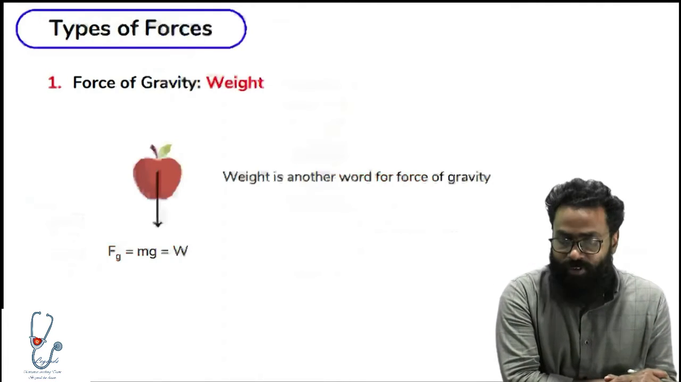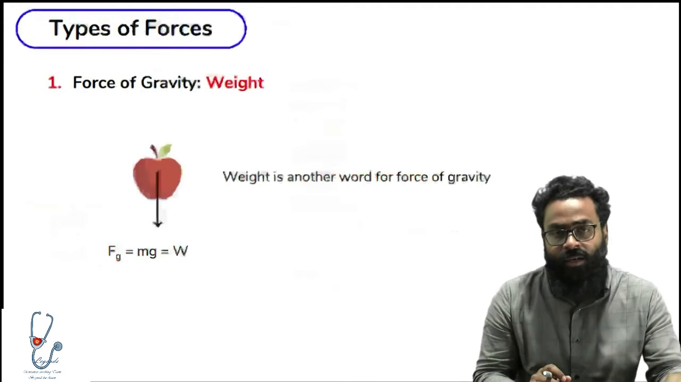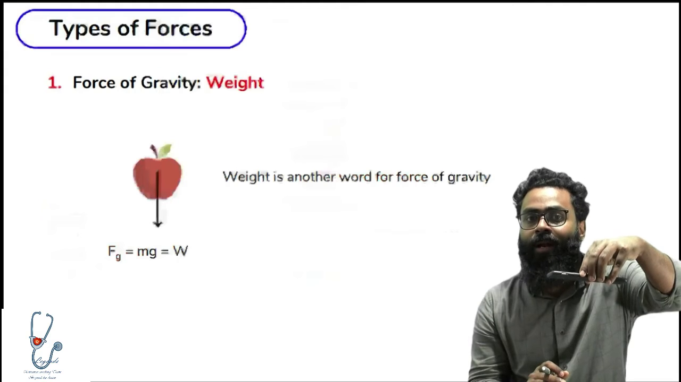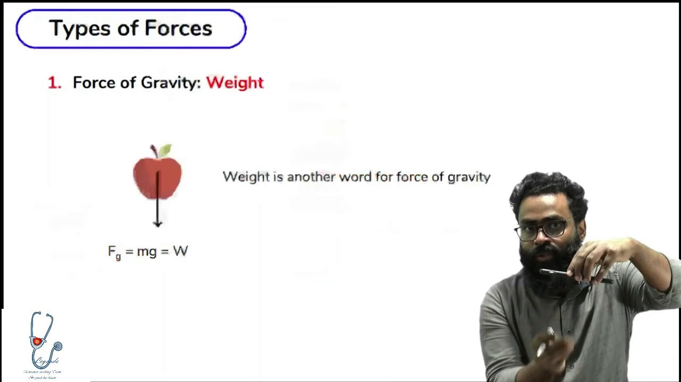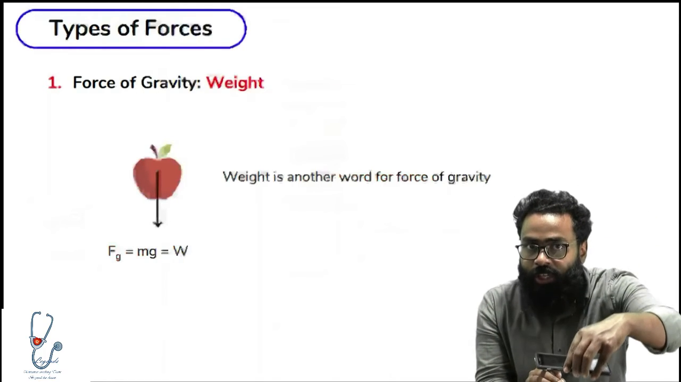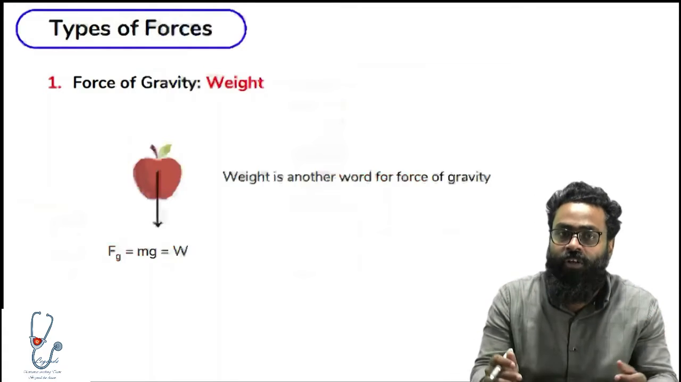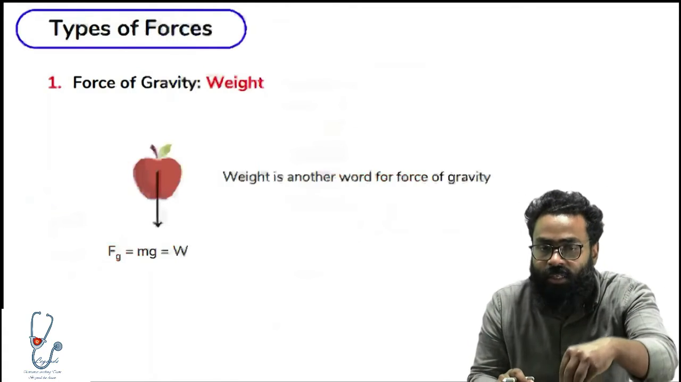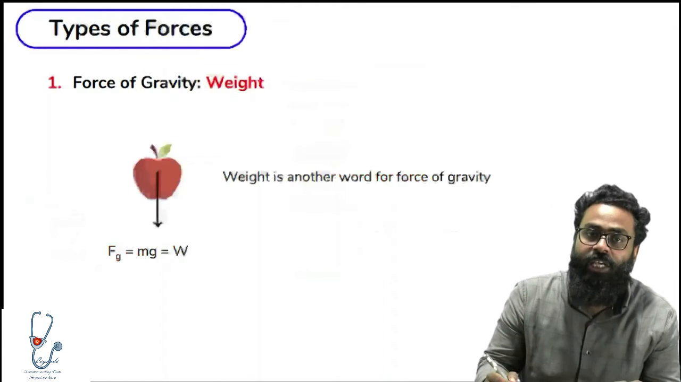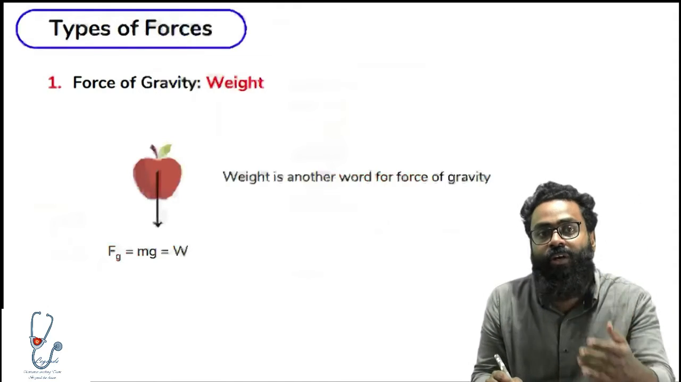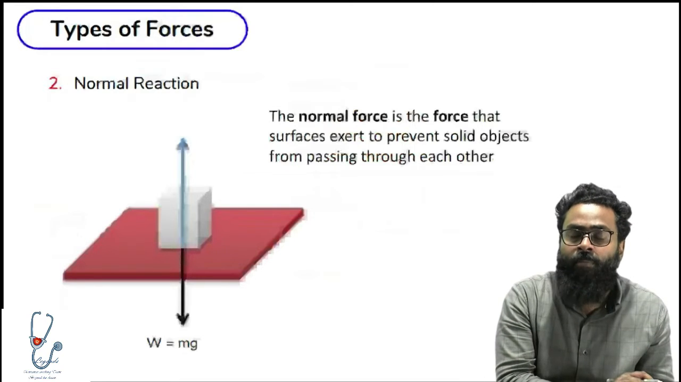The first one is the force of gravity, or we can say weight. For example, I have a mobile. It has a force exerted downwards towards the earth. This force is the gravitational force. All things have a gravitational force that is exerted towards the earth, downwards. We can represent it as W, the weight, equal to mg. Clear that?